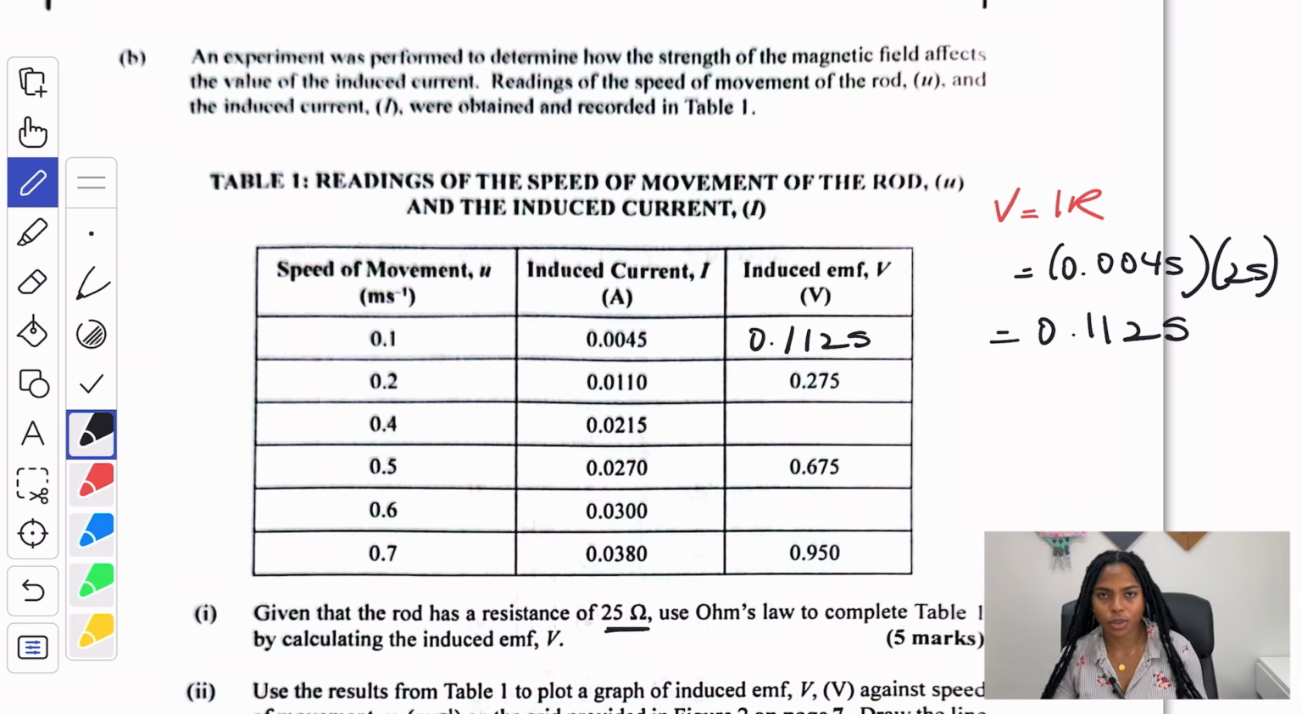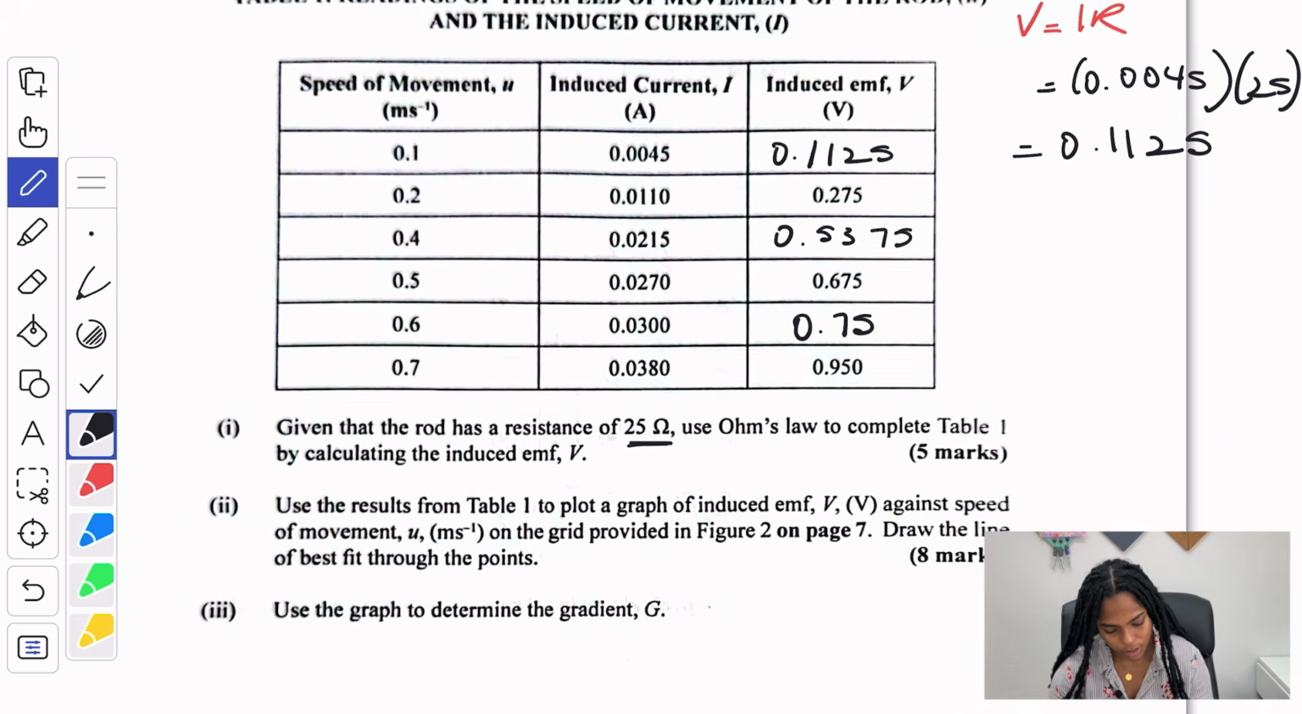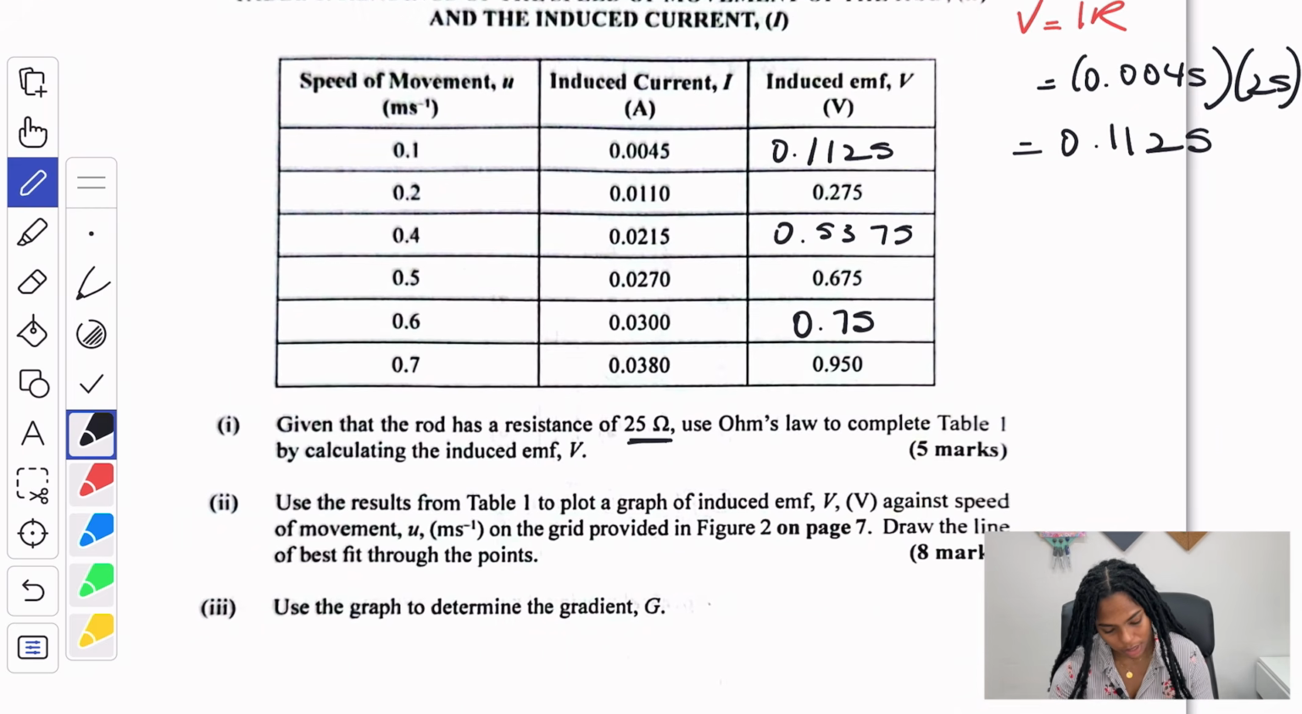And then I do the same thing for all of the others. Resistance remains the same, so it's going to remain as 25 ohms, but the current is going to change to each one going down in the table. So for the next one, I have 0.0215 as the current times my 25 ohms. Then for the next one, I have 0.03 as the current, and resistance is still 25 ohms. So we have our table filled in. We get 5 marks for that.